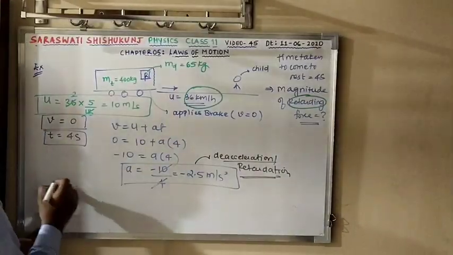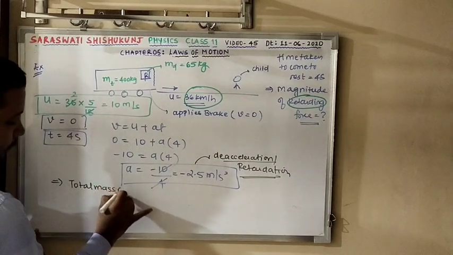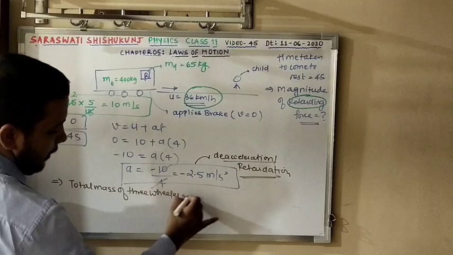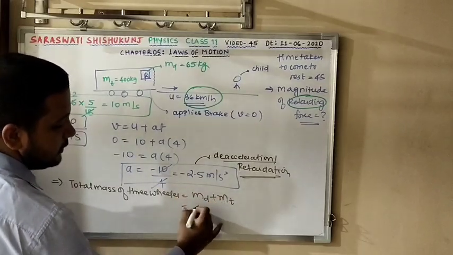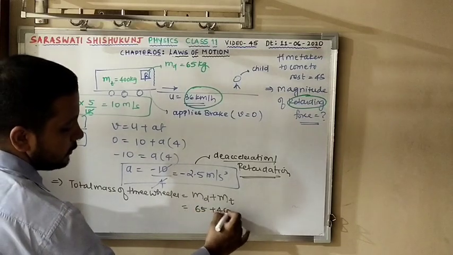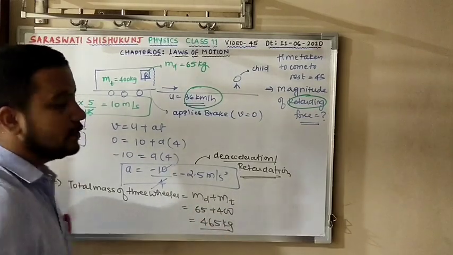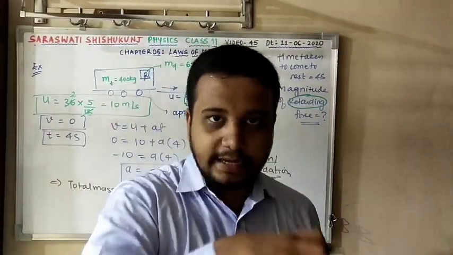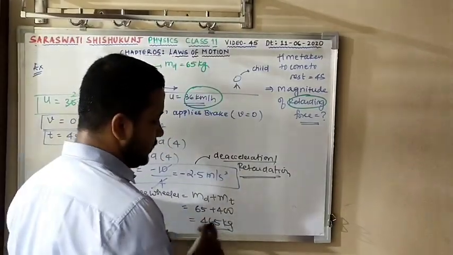Now I can easily calculate the total mass of the three-wheeler. Total mass is equal to mass of driver plus mass of three-wheeler. The driver is 65, the three-wheeler is 400. So the total is 465 kg. That is the mass of the driver inside the cab plus the mass of the truck itself, 465 kg.